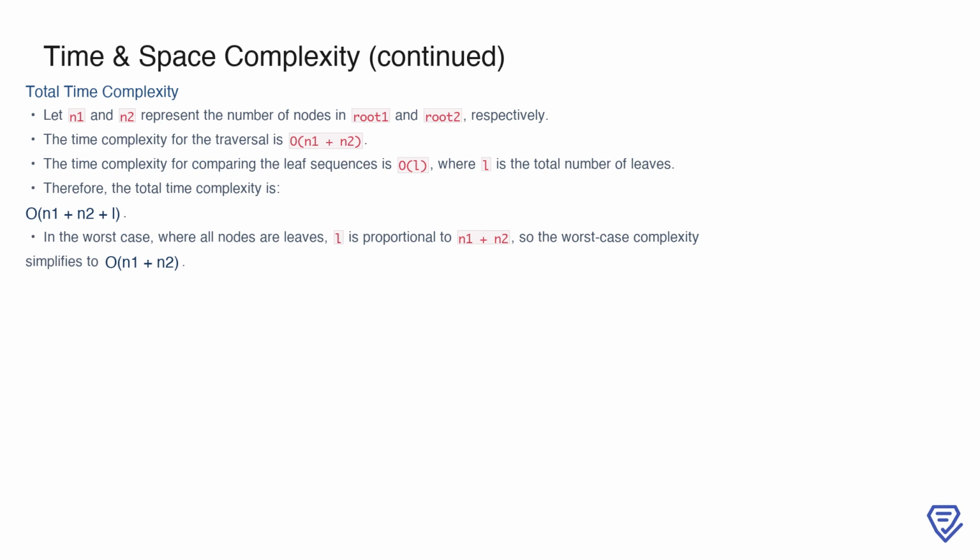In the worst-case scenario, where all nodes are leaves, the number of leaves, L, will be proportional to the total number of nodes, n1 plus n2. Therefore, the worst-case time complexity simplifies to O(n1 plus n2). This shows that the solution scales linearly with the size of the input trees.